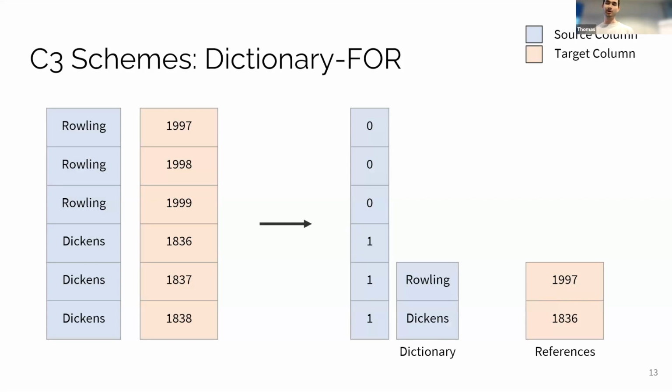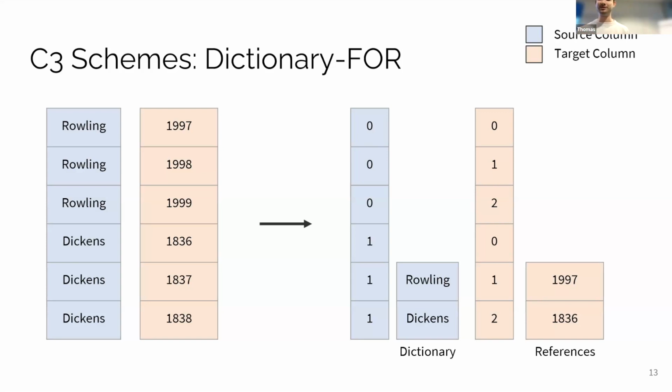So now for each target value, we only need to store the delta with respect to the reference for its category. So this exploits correlations in which an integer target column has values that are clustered in separate distinct ranges based on a category which can be derived from the source column.